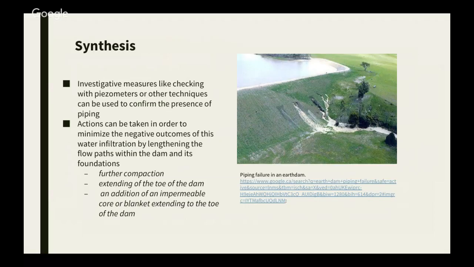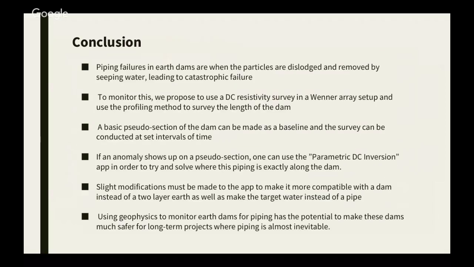All right, in terms of synthesis, what you want to do is check if the water is actually there. So you could use a piezometer or another such technique, and then you would take actions to mitigate the piping, try and stop it before catastrophic failure occurs. So just in conclusion, we're trying to address the problem of piping in earth-filled dams. We're going to use a DC resistivity parametric inversion app to analyze a pseudo-section to actually locate and mitigate the piping that's there. Thank you.